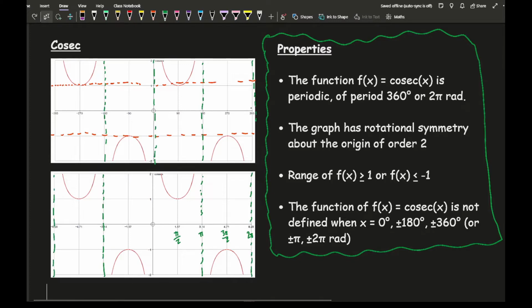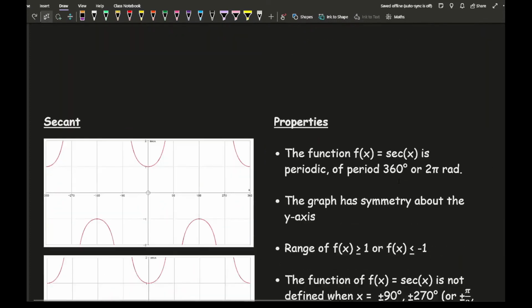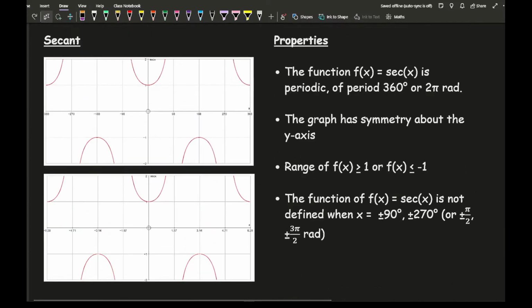And that's cosecant. So moving on to secant. Here again, the graphs are very, very similar, which you would expect simply because the cos graph and the sine graph are practically the same, just slightly shifted, and this applies to secant as well. So again, the properties are very, very similar to cosecant.